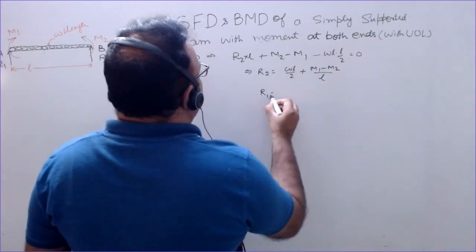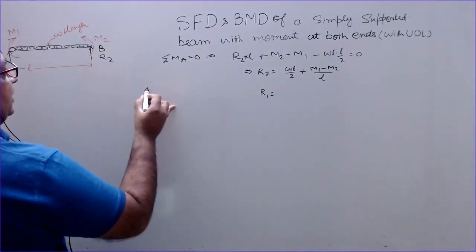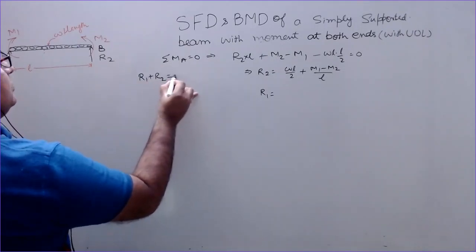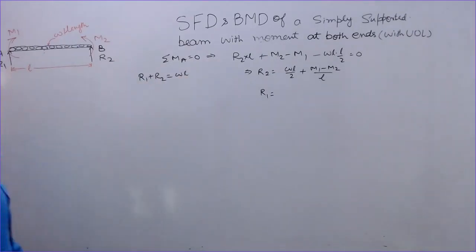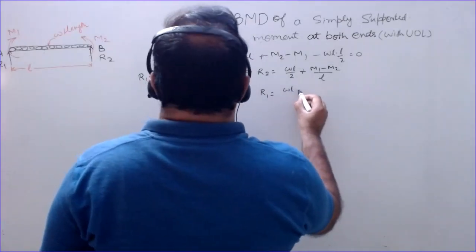And R1 you can find by taking the moment at the other end, or you can also write that R1 plus R2 equal to net downward load W into L. So R1 is WL minus R2.